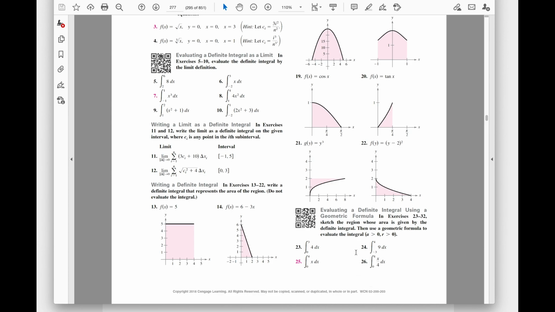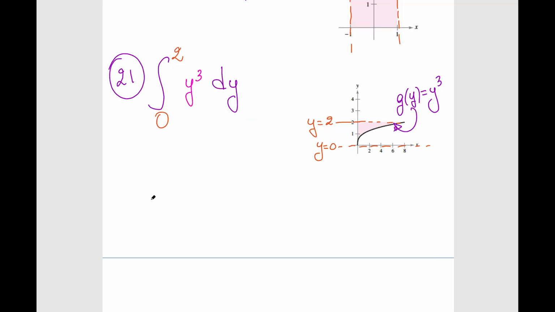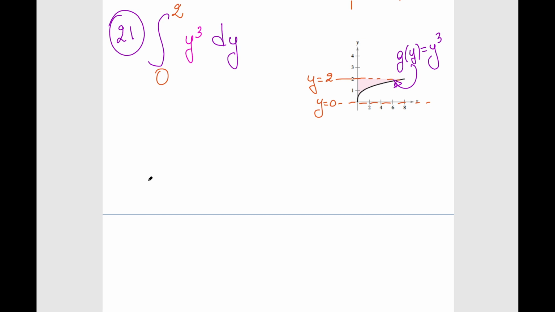All right, let's do one of these four. How about 26? So I have the integral from 0 to 8 of x over 4 dx. Okay, so this is problem 26. We go back to purple. So 26, the integral from 0 to 8 of x over 4 dx.